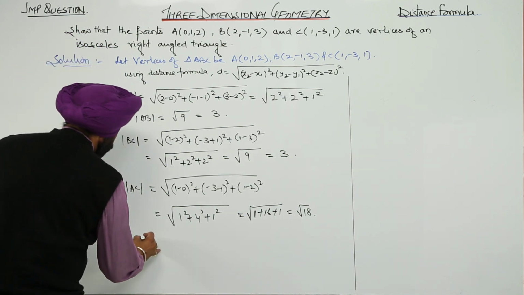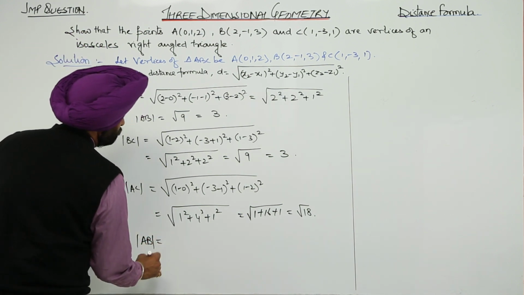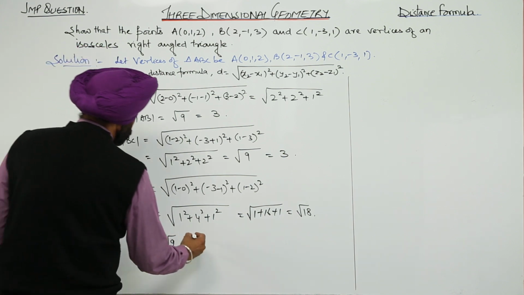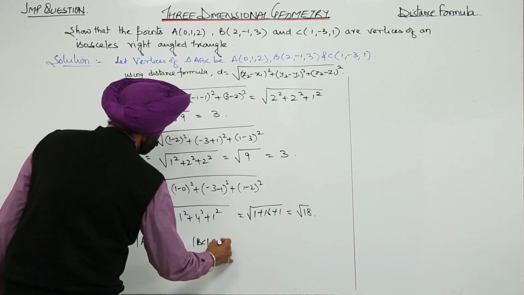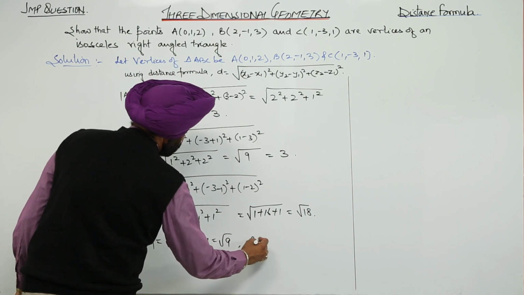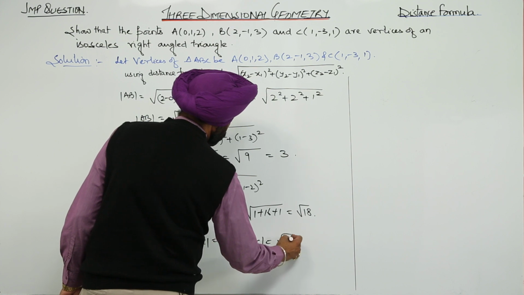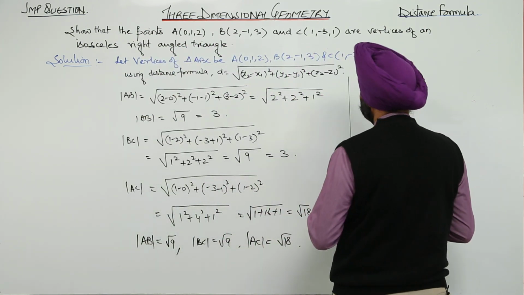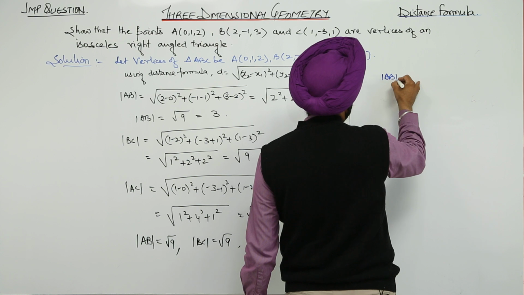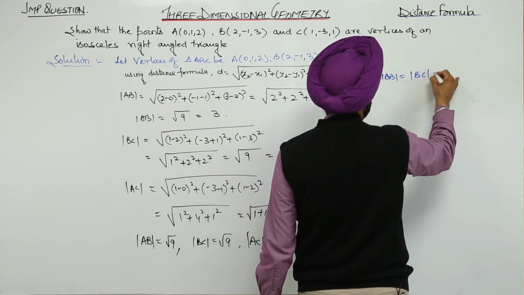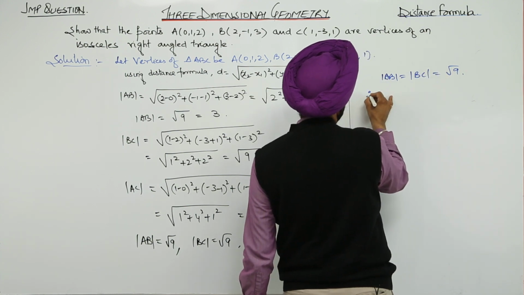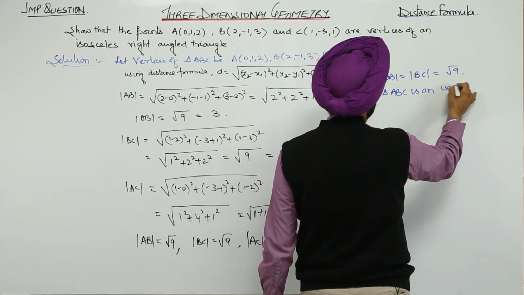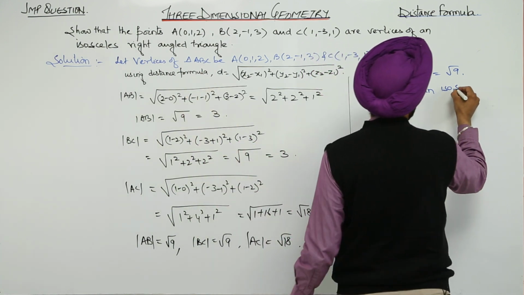So, now what we are having, mod of AB is root 9, or you can write it 3. BC is square root of 9 or 3, and AC is square root of 18, or you can write it 3 root 2. Now, AB is equal to BC is equal to under root 9. Therefore, triangle ABC is an isosceles triangle.